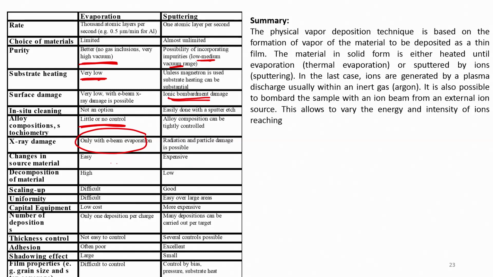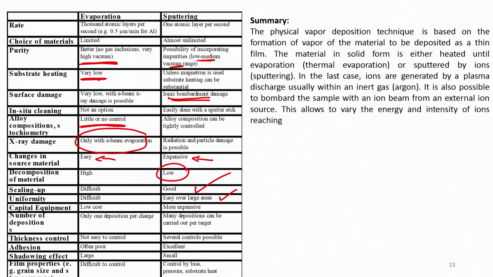Changes in source material is easy, here it is expensive. Decomposition is high, here is low. Scaling up is very good in case of sputtering, it is not possible in evaporation. Uniformity over large areas is difficult in case of evaporation, but easy for sputtering. Capital equipment, it is low cost for evaporation while it is very expensive for sputtering. Number of depositions, only one deposition per charge, many depositions can be carried out per target.